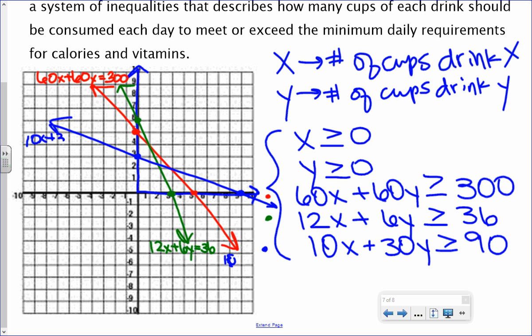Now, do you notice how I've been labeling these lines? Okay? When we go to color in the shading, all of these lines we're shading away from.